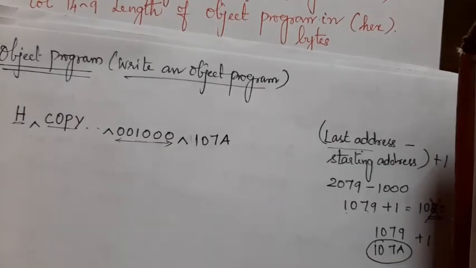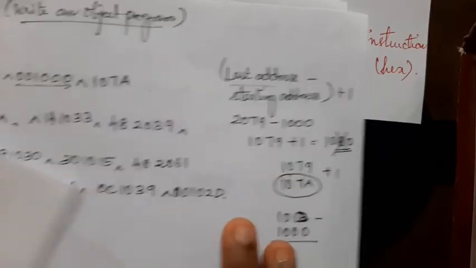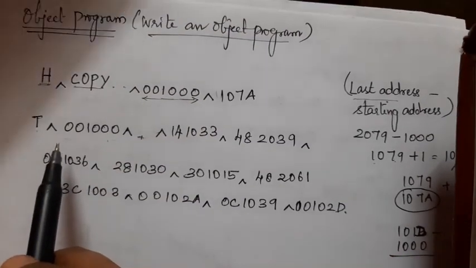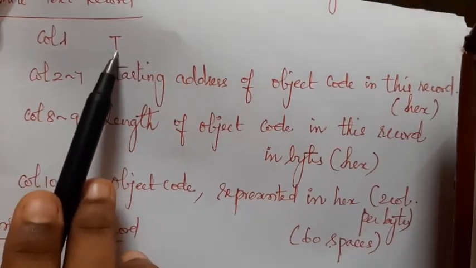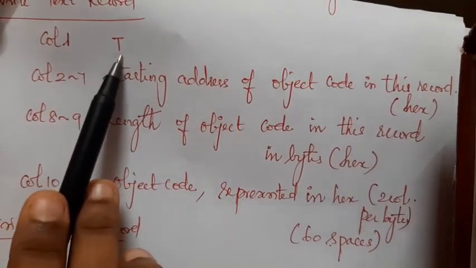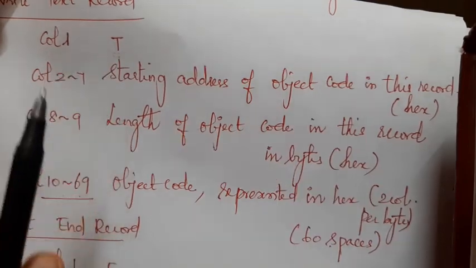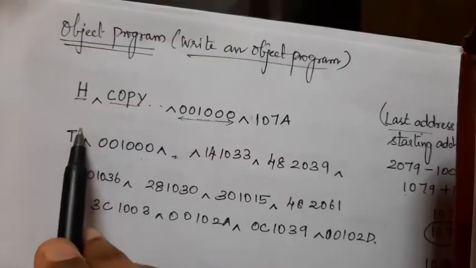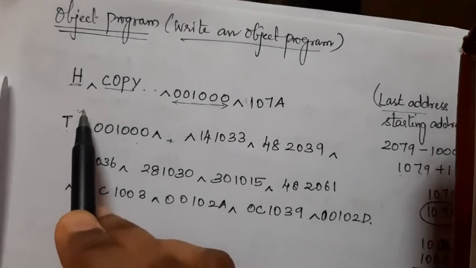Okay, in an object program, we are going to generate a text record. So, in the text record, what are the instructions we have to follow? The first instruction is we have to write T over here to identify this is a text record, then the starting address of the object code, and the length of the object code. So I have written here T to identify the text record.